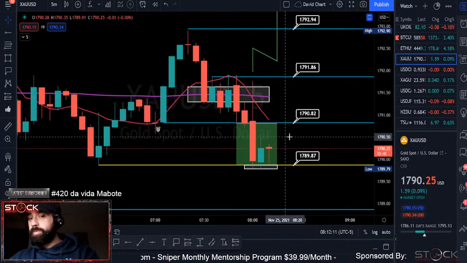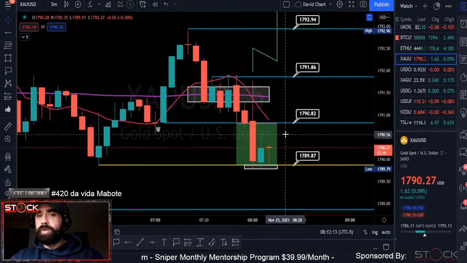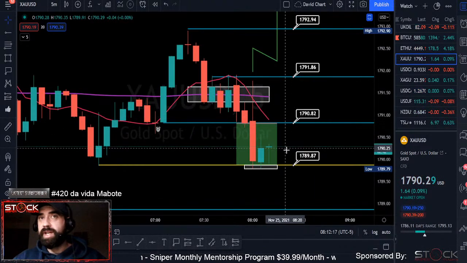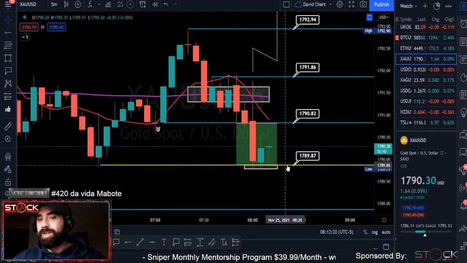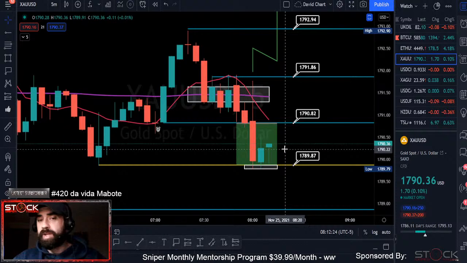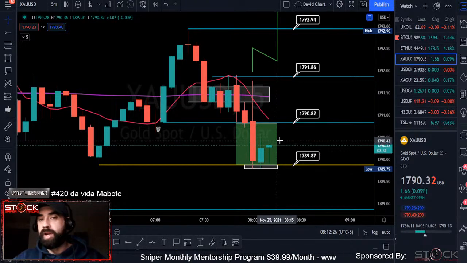Nope, I wouldn't be selling gold now. If you do, guys, just take it on your risk. 1790 was the best sell. You can see now that they're starting to make some support here. They're starting to find some support, okay, which you can see by the bottom wick. And now that's why gold is starting to rise, okay?